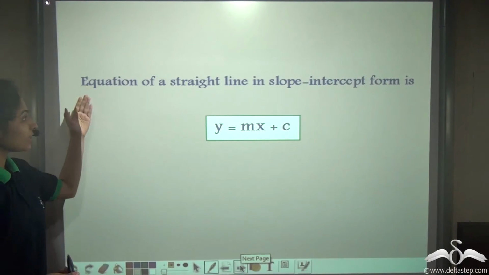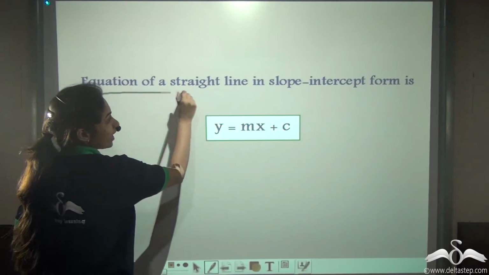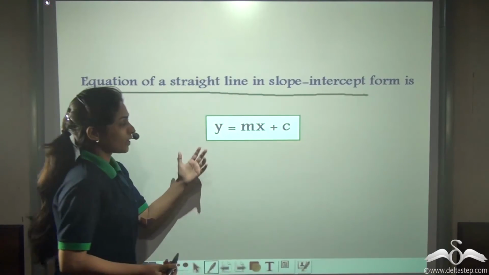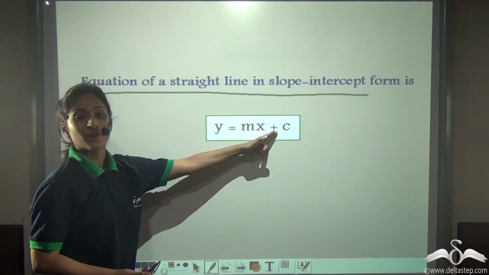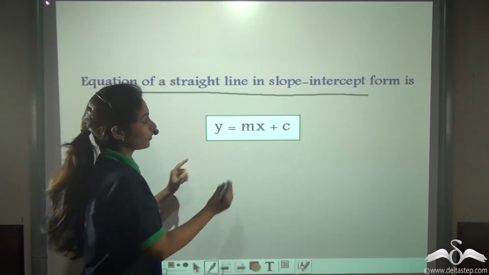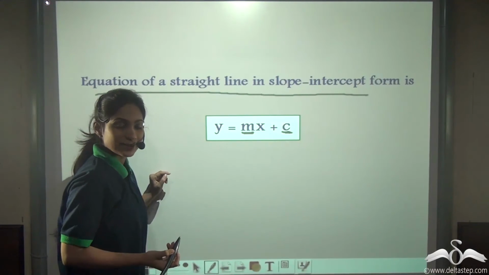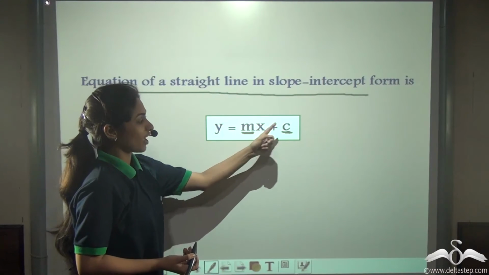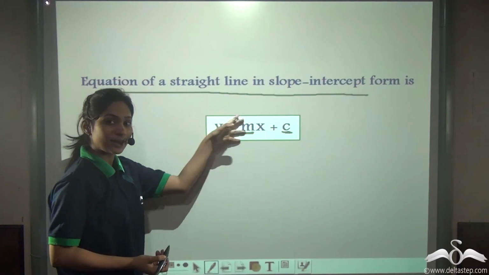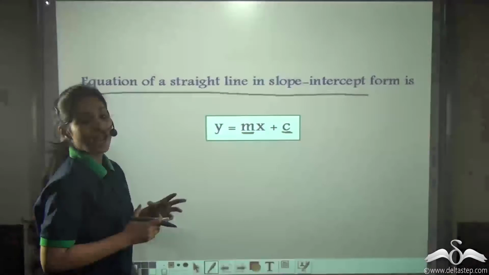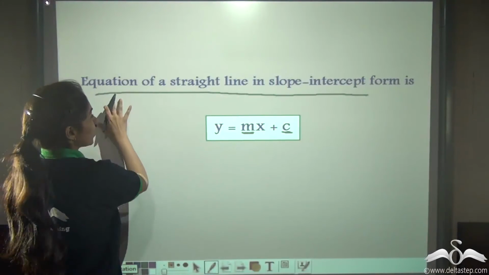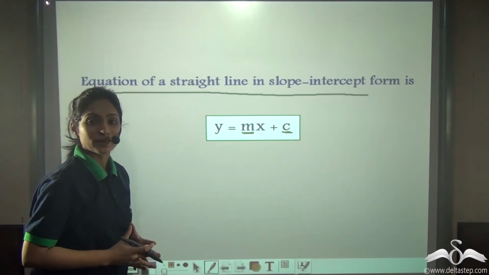So you can say the equation of a straight line in slope-intercept form is y is equal to mx plus c. Here m represents slope and c represents what? Y-intercept. And when you put the values of m and c in this equation, you will get an equation of a straight line, and that equation will be known as equation of a straight line in slope-intercept form.